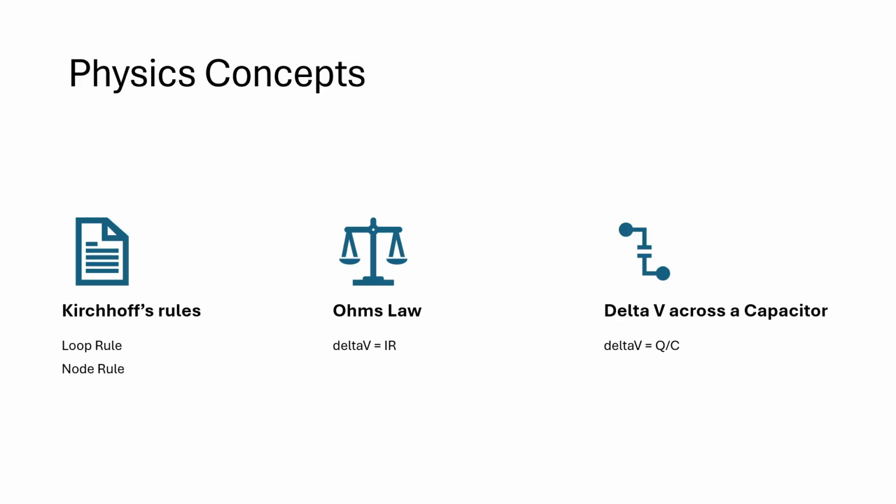These are the important physics concepts for this lab. First is Kirchhoff's rules, first of which is the loop rule, which states that for any loop in a circuit, the delta V for that loop will be 0. The node rule states that the current going into any node is equal to the current going out of the node. Ohm's law gives the delta V across a resistor, and that is simply the current times resistance. The delta V across a capacitor is simply the charge on the capacitor divided by its capacitance.